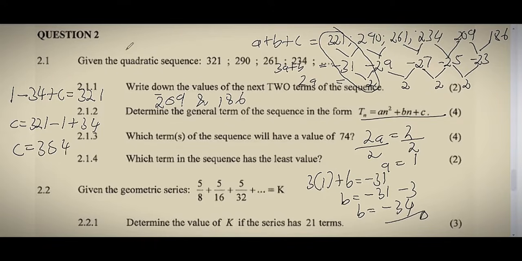354. So that means our Tn in the form of an squared plus bn plus c is equals to a is 1, so that's n squared. Our b is negative 34, so that's negative 34n. And then our c, it's 354, right? So we have 354. Then just like that, that's how we would have calculated that.